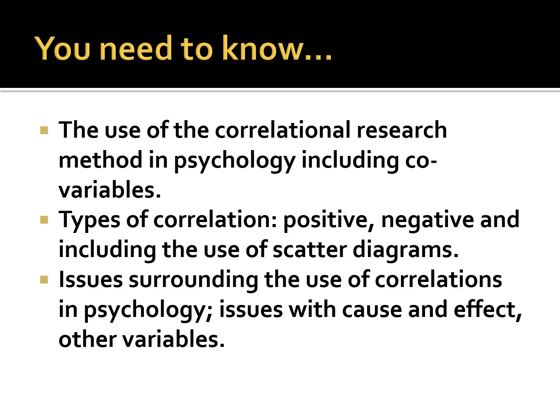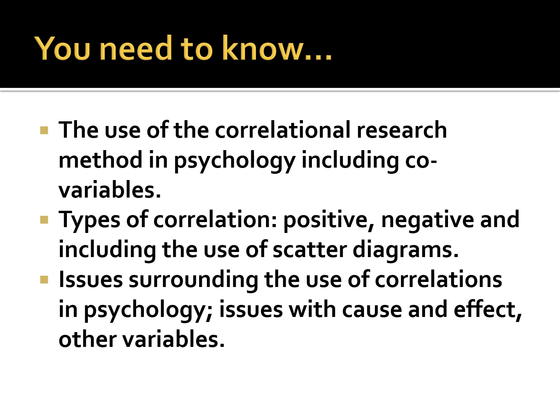So what do you need to know about correlations? We're going to have a look at the use of correlational research in psychology. So that is, what is a covariable, how are they measured, and so on. We'll look at the types of correlations, which are positive and negative, and the use of scatter diagrams. You will have done scatter diagrams or scatter plots, as they may have been called, at GCSE in maths. So this is something you should be familiar with.